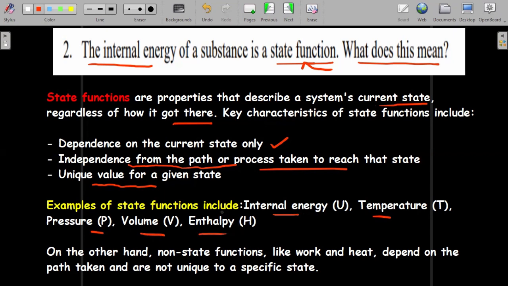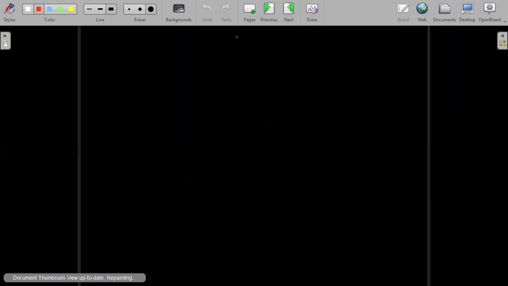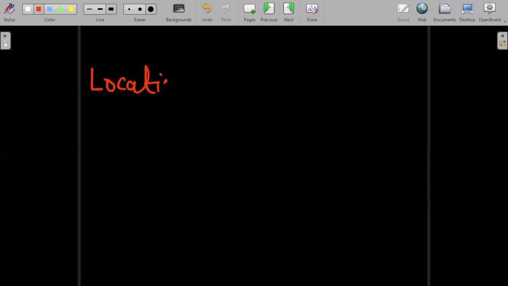Let me explain more about what a state function is. A state function is a property that depends only on the current state and not the path taken to reach that state. For example, your location. Wherever you are right now, that's your location. It only depends on the current state, where you are, and it does not depend on the path that you took to reach that location.